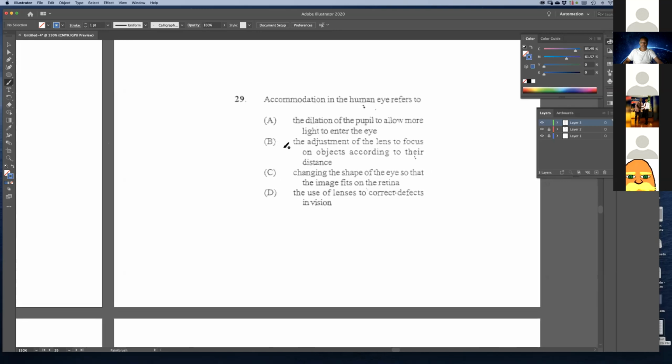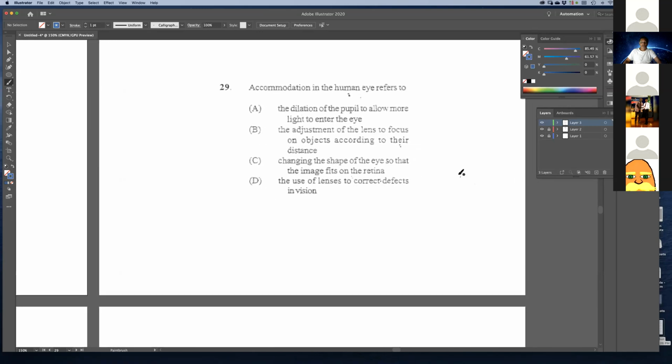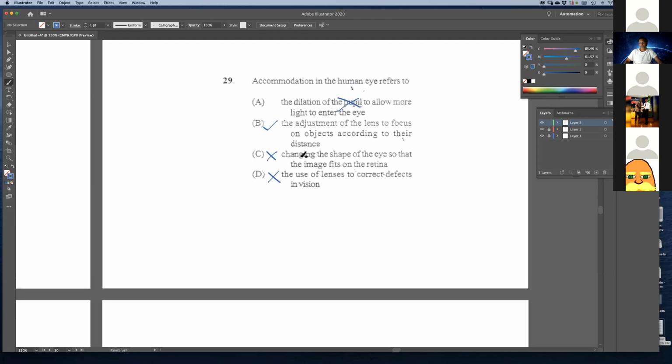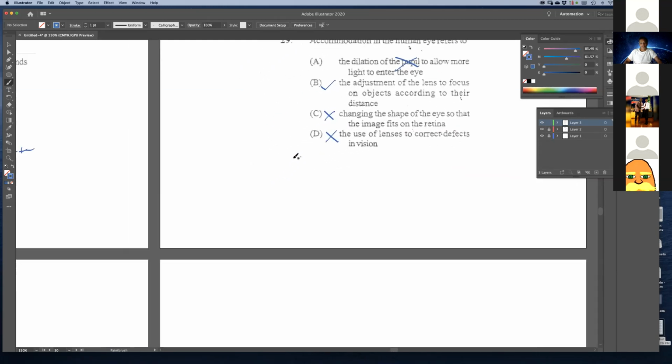Accommodation in the human eye refers to the, is it the dilation of the pupil? That's rubbish. E. Adjustment of the lens to focus objects. Or, here we go, B. Changing the shape of the eye? No, you don't change the shape of the eye, you change the shape of the lens. Use the lens to correct defects in vision? No. All right, so we understand that straight from our basic knowledge.